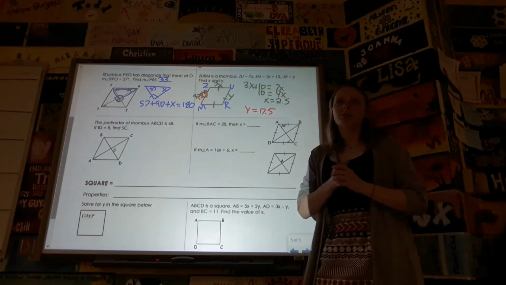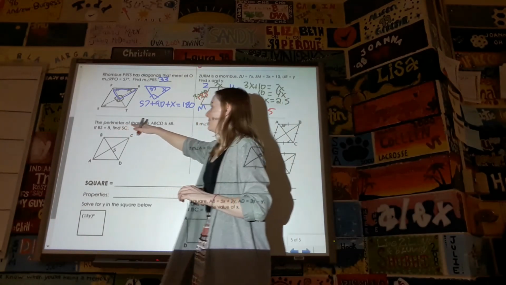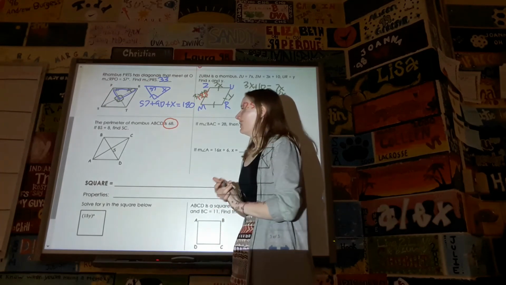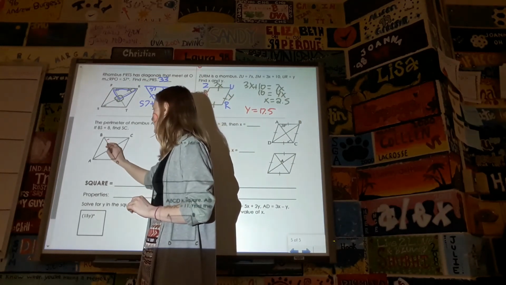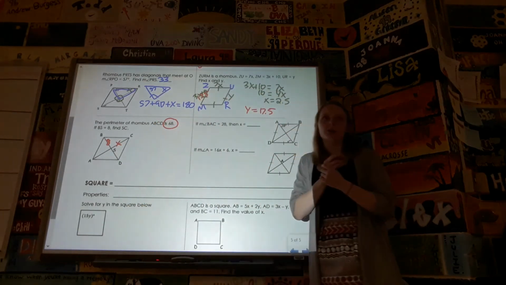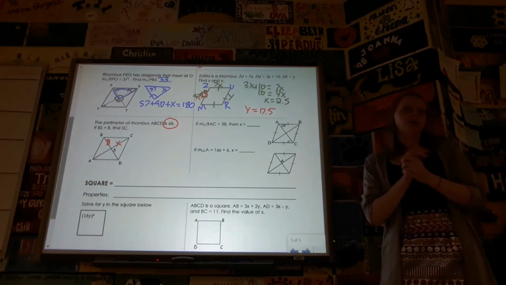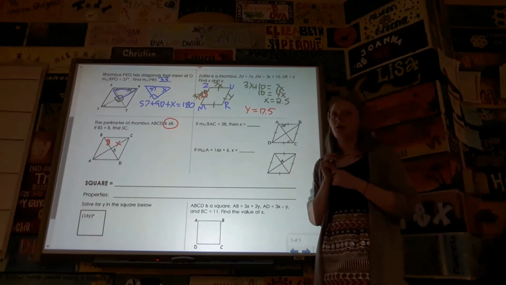Alright, we're almost done with the rhombus, and then our last one's a square. This one says that the perimeter of a rhombus is 68. It is also giving us that segment BS is 8, and I'm going to try to find SC, which I'm going to call x right there. They gave me the perimeter not just for fun, I need to use it. How would I use the perimeter to help me in a rhombus?